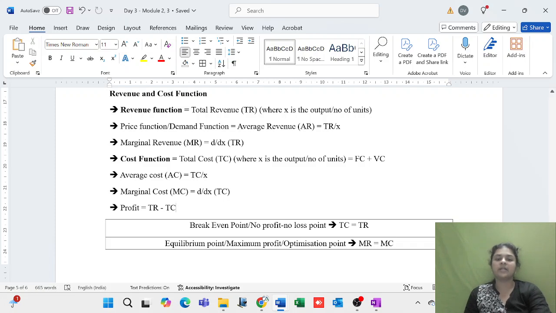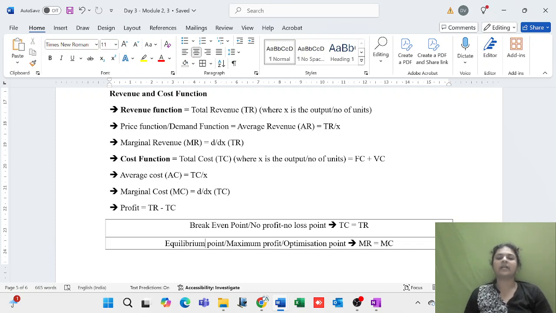Now these are the two important points from the examination point of view. They will ask you to find out the break-even point, or the point where there is no profit or no loss. The break-even point is the point where total cost is equal to total revenue. So take the total cost function and the total revenue function, equate both equations and find the solution for x. That value of x or q will be the break-even number of units.